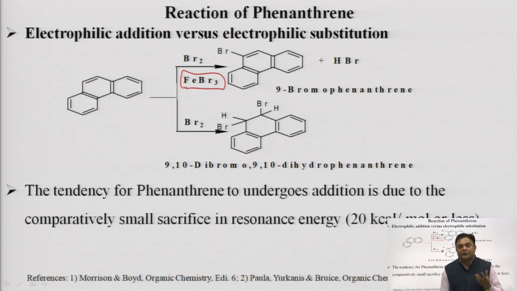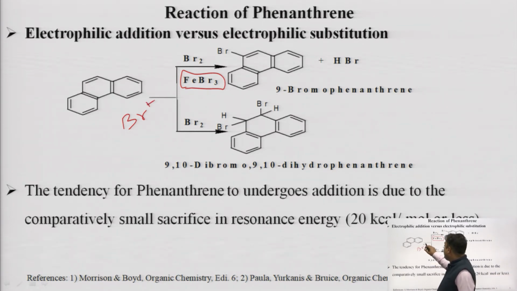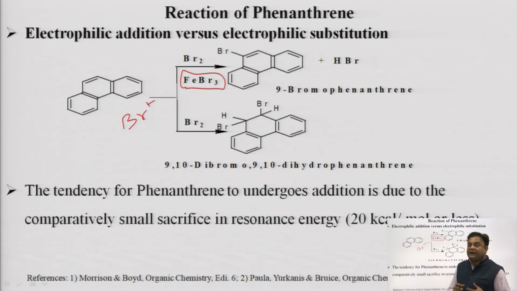Without the presence of a Lewis acid, electrophilic substitution reaction will not take place, because in electrophilic substitution reaction we need what? Electrophile. For the generation of electrophile we need FeBr3. If we are not using FeBr3, then again we can get the disubstituted product, but this reaction will proceed through the addition reaction.